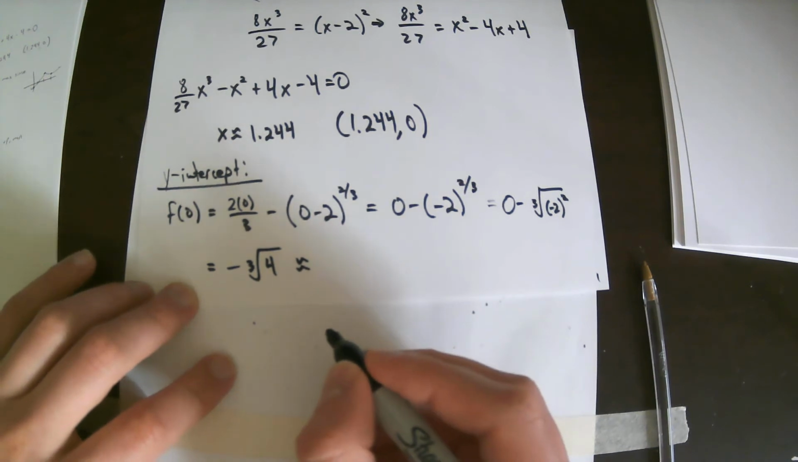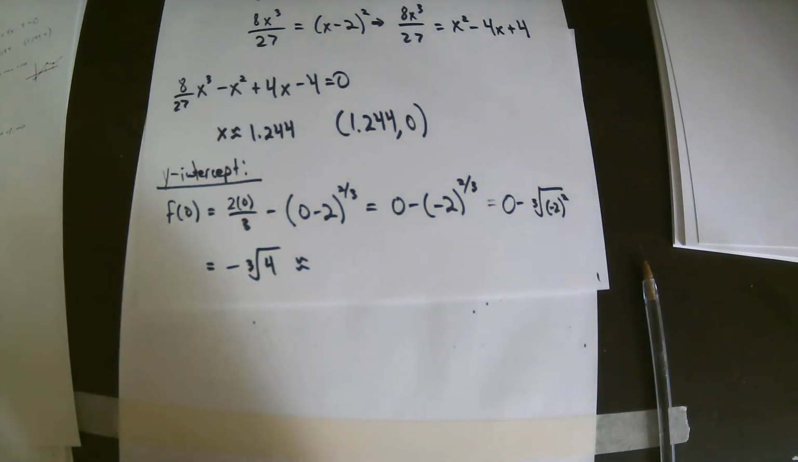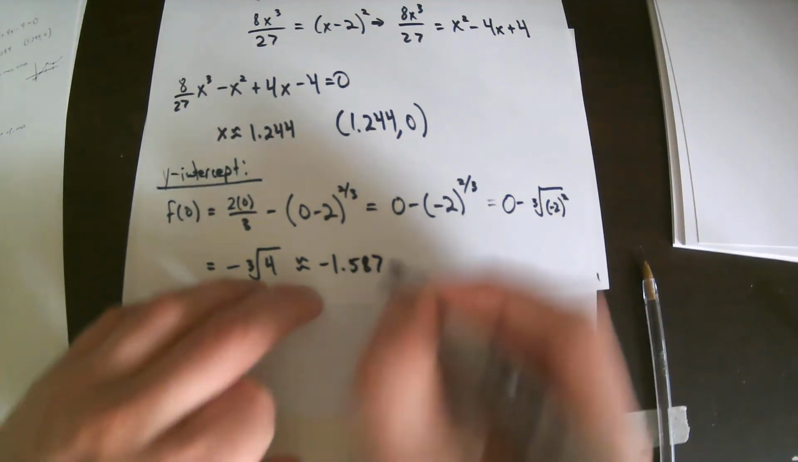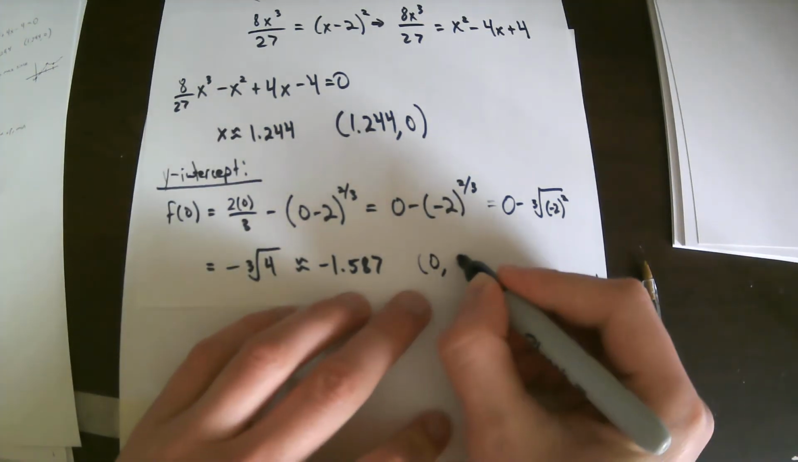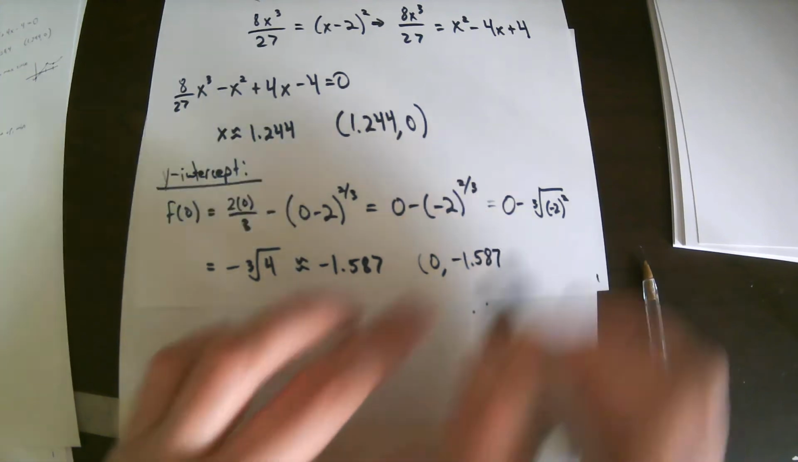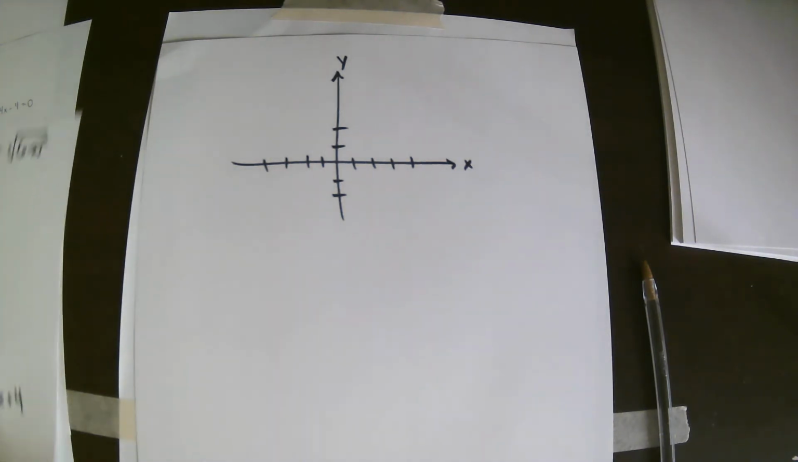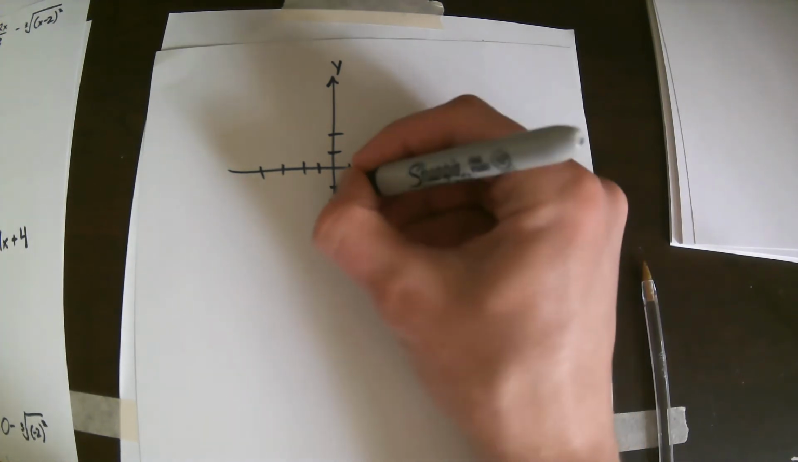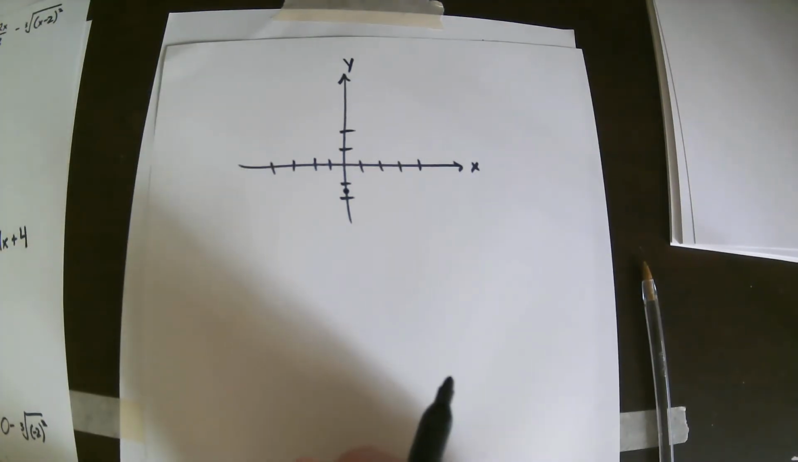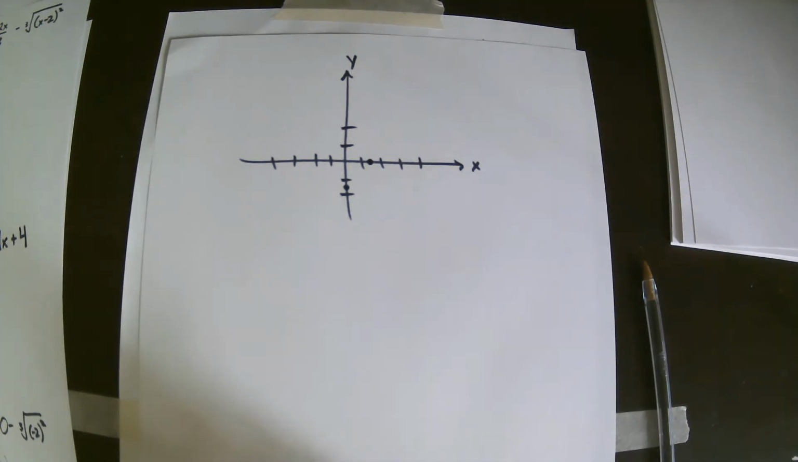And that is approximately negative 1.587. There we go. So that's our y-intercept, (0, negative 1.587). Okay, so for my graph here, y-intercept at negative 1.587, so that's roughly there. My one x-intercept is roughly there. Alright, that's all I've got so far.